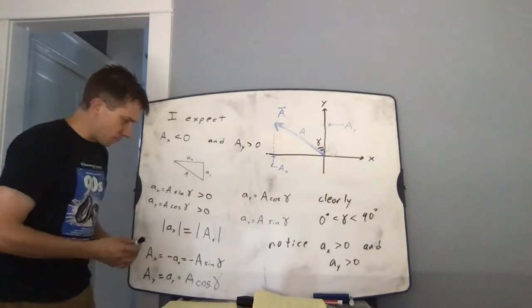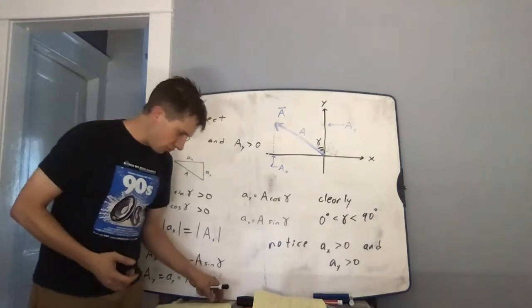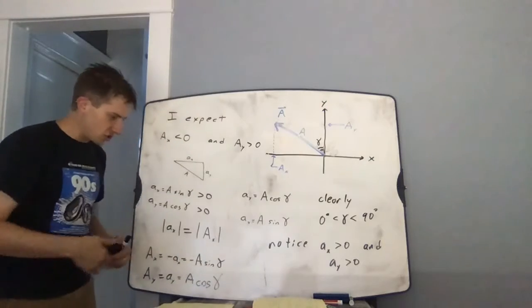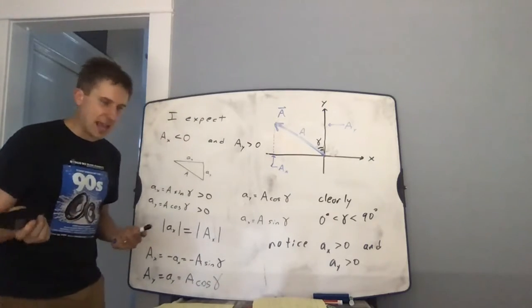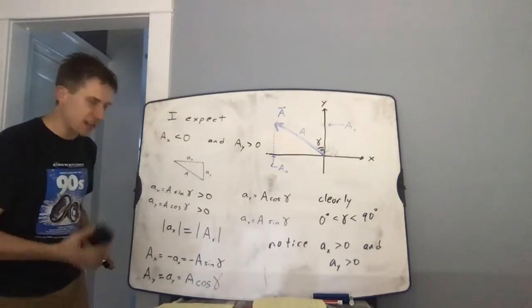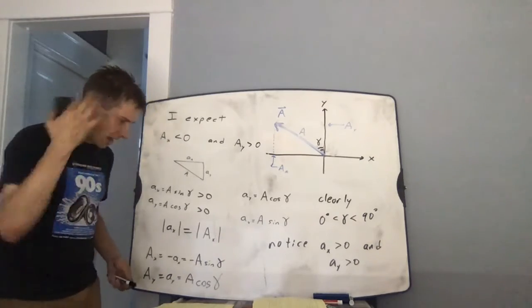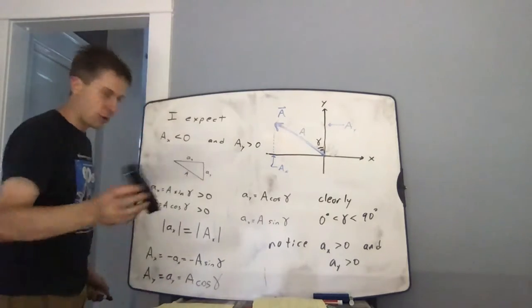So we are given the example problem. We have a vector Q that has a magnitude of 25 and is directed at an angle 70 degrees below the positive x-axis. What are the horizontal and vertical components of Q?